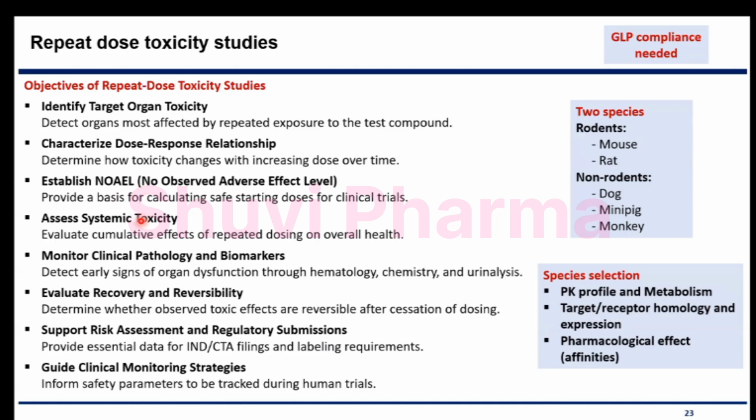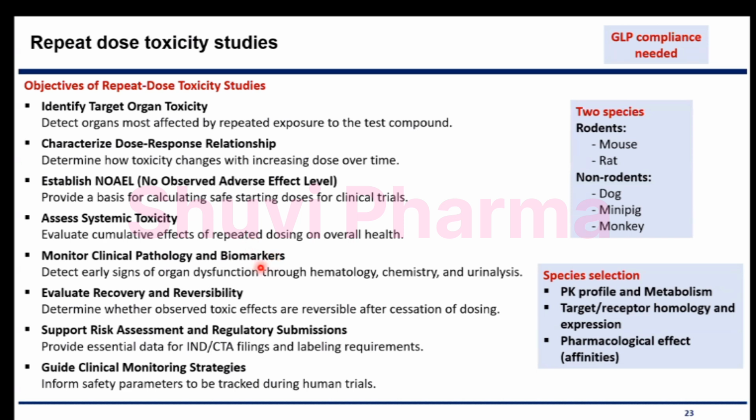Systemic toxicity you evaluate, you monitor the clinical pathology and biomarkers. Sometimes biomarkers are very important. So you see that your drug is causing a liver toxicity, but there is a biomarker. It changes the liver enzymes before causing the damage. That helps you. When you go to clinical trials, you monitor those enzymes. And if you start seeing some increase in the enzymes, stop the treatment. That's very important. That's called biomarkers.